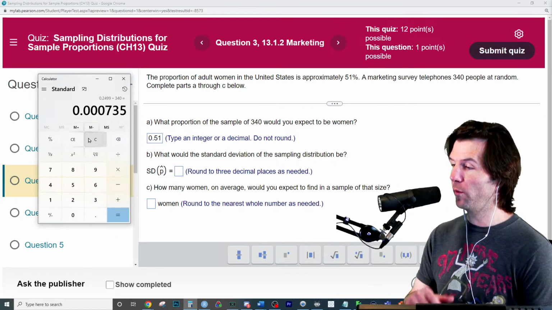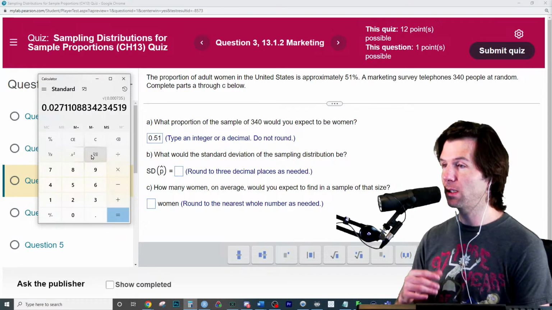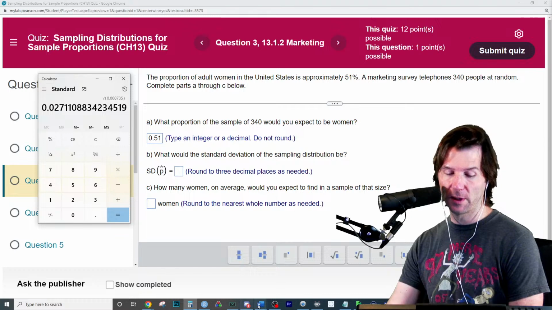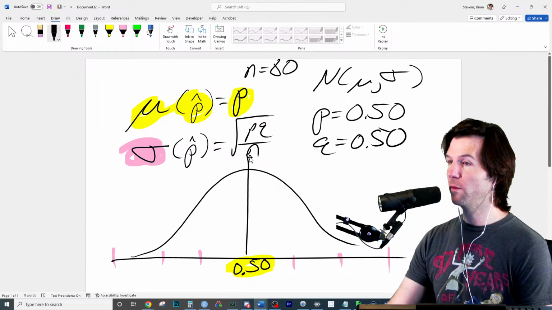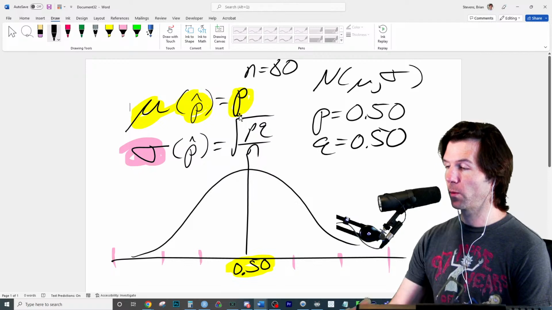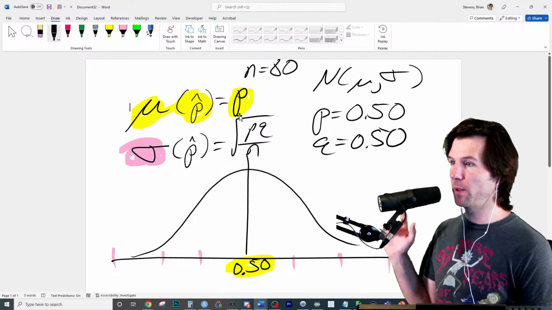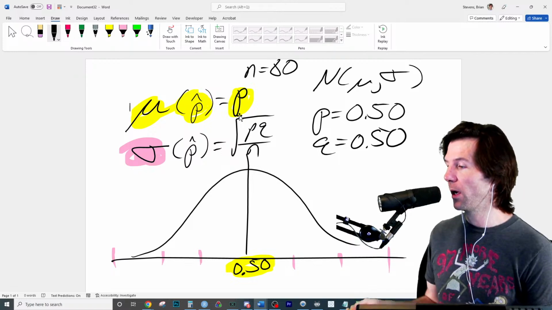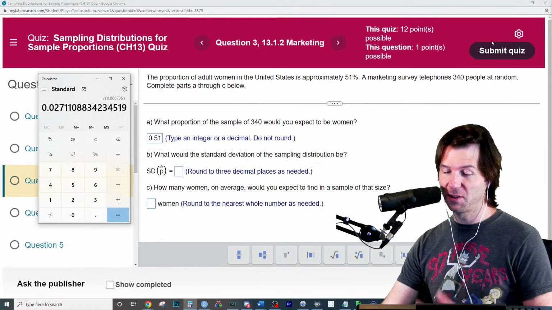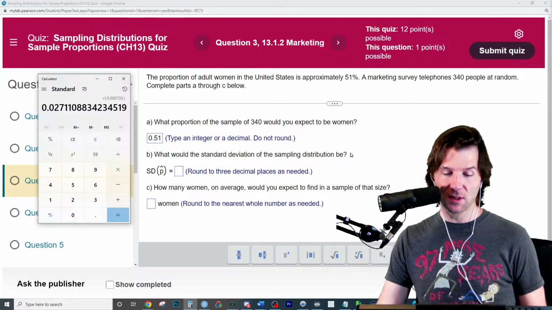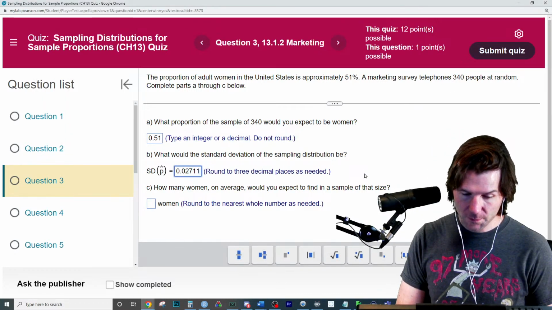P times Q over N, and then square root the whole thing. It's not square root of N. It's P times Q over N, all square rooted. Just so you can see it visually right here, it's P times Q over N, and it's the whole thing square root. Watch out. Sometimes you get a formula sheet for this too. So look at the formula sheet with P times Q over N square root. That's why don't memorize it, but it helps. And so that's the sampling distribution right there. And there we go, 3 decimals.